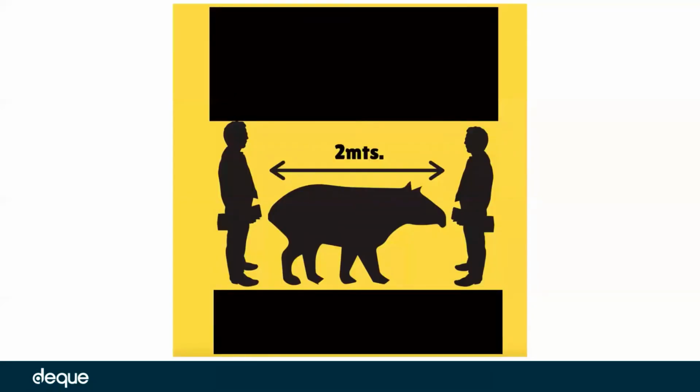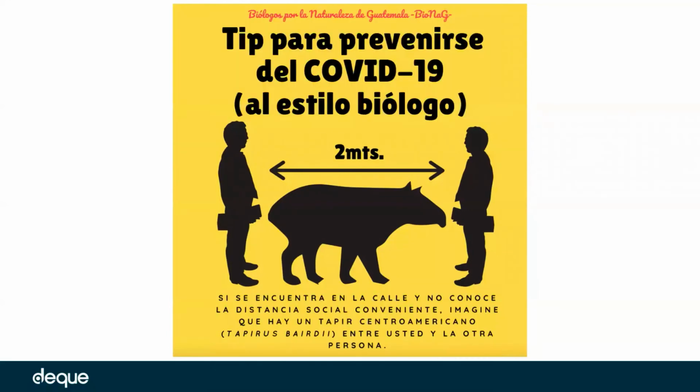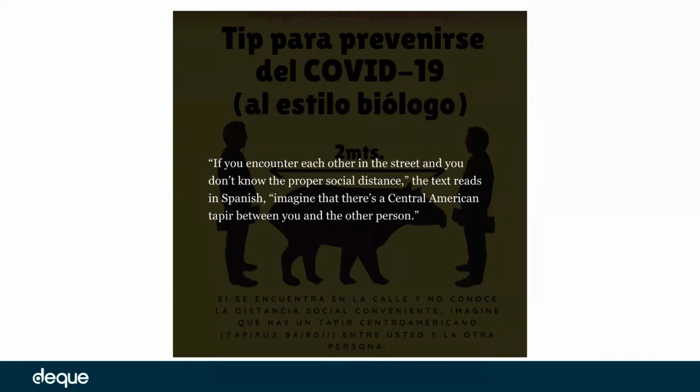This is also one of my favorites. It's a Central American PSA from the Biologists for Nature in Guatemala. And you can see here 2 people and some animal in between, and then arrows with the words 2 meters. And even if you don't know Spanish fluently, I think you can kind of get that what it's trying to say is you need to stay at least this far away from somebody else. The English translation here is, if you encounter each other in the street and you don't know the proper social distance, the text reads in Spanish, imagine there's a Central American tapir between you and the other person. Thought that was kind of fun.